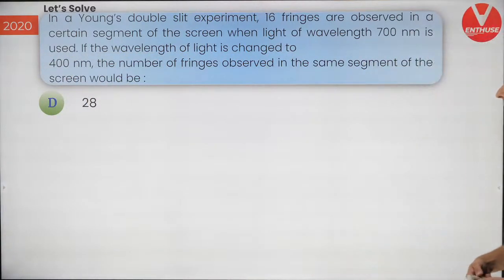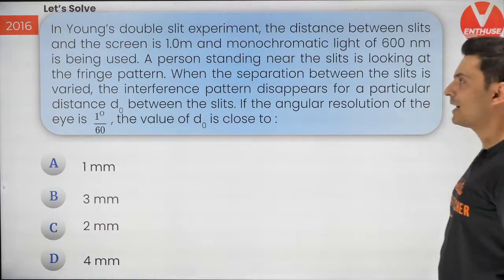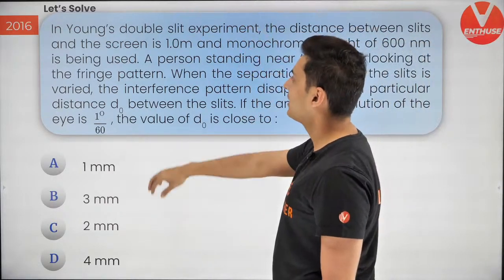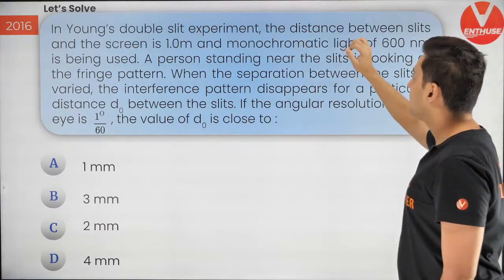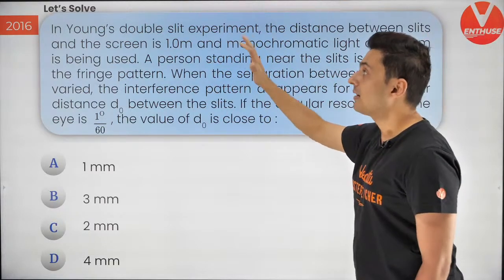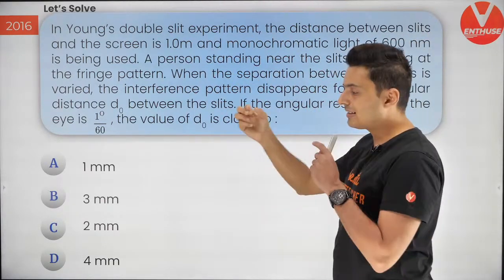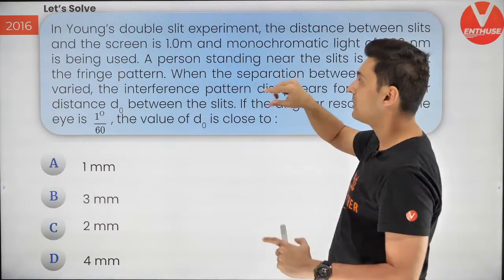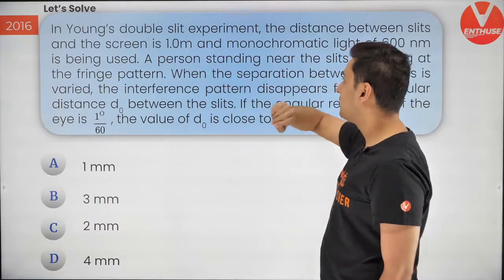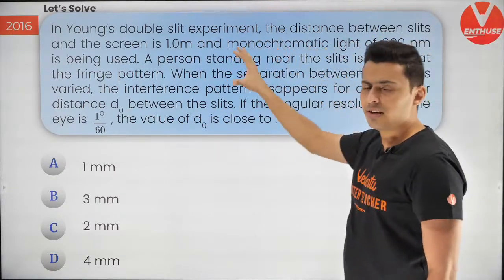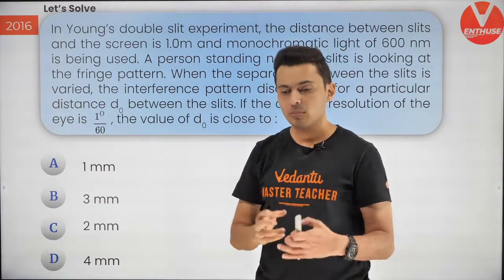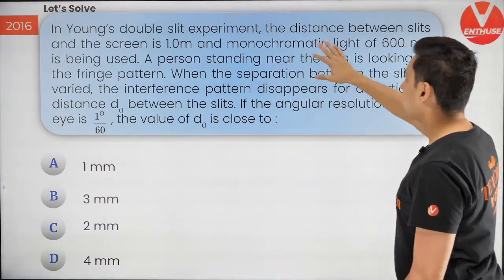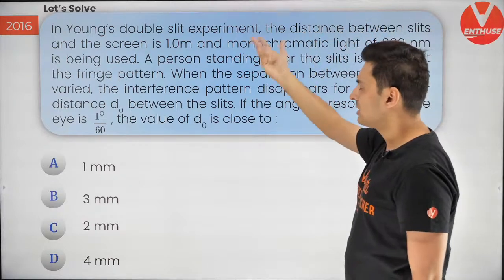Okay, let's get going to the next question, and here it comes. 2016 question in Young's double slit experiment, YDSE. The distance between the slits and the screen, that means capital D, is 1 meter. Monochromatic. What is the meaning of monochromatic? Meaning single color, single wavelength, no multiple colors. Okay. 600 nanometers standard.